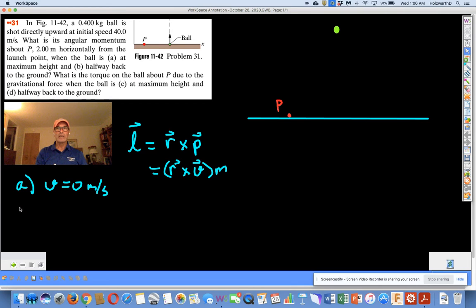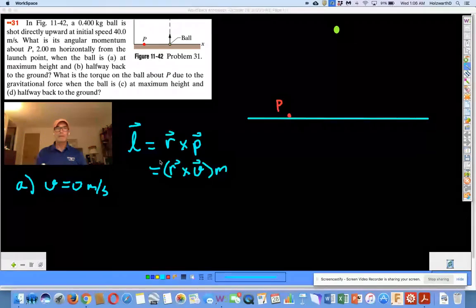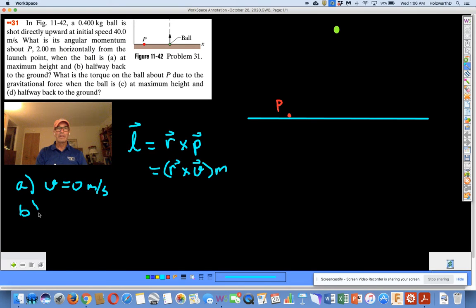Let's take a look at part B. Part B, halfway down. This particle is going to start moving from its maximum height, and halfway down it's going to have a speed. What I'm going to ask you to do, this is on you, is to determine the speed of this particle where it's fallen halfway down. You're going to have to figure out the maximum height, divide by 2, and then let it fall that distance. Whatever speed it has, having fallen that distance, that'll be your velocity vector.